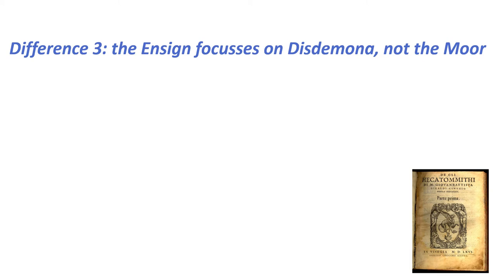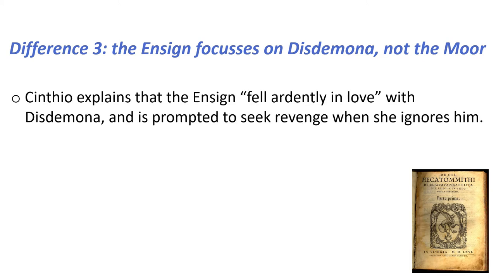Difference three: the ensign focuses on Desdemona, not on the Moor. In Cinthio's tale, he explains that the ensign fell ardently in love with Desdemona and is prompted to seek revenge when she ignores him. Now, in Shakespeare's version, there's no clear motive for what Iago does. Iago is the ensign, of course. There is a suggestion that Iago fancies Desdemona, but it's not particularly well developed in the play, and Iago mentions lots of different motivations. Coleridge, one of the leading critics that people look at in terms of Iago, says that actually Iago has motiveless malignity. He's got no particular reason for what he does, whereas for Cinthio, the reason is very clear.